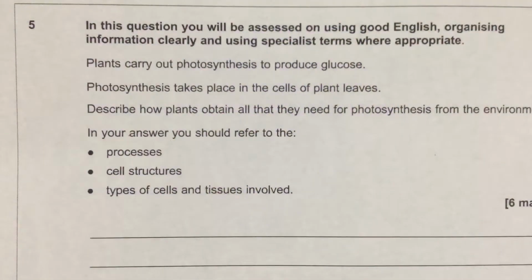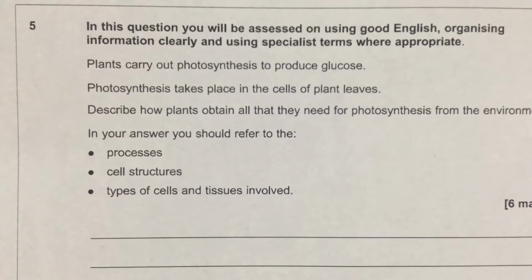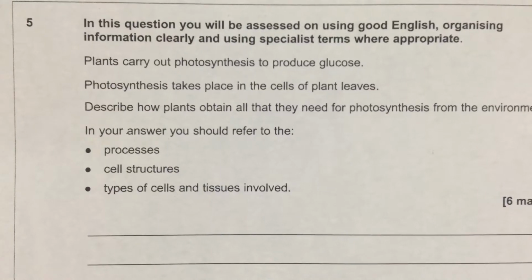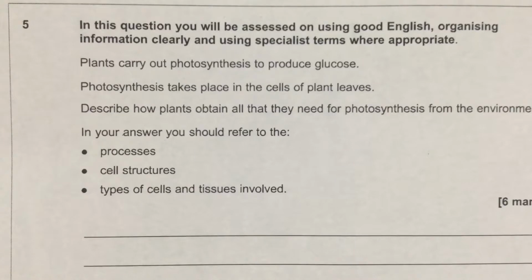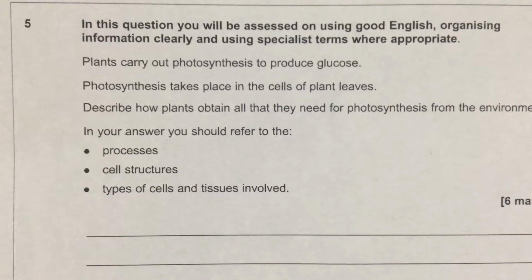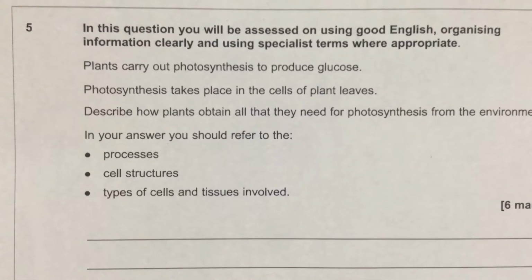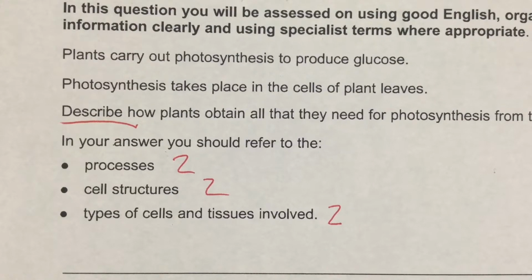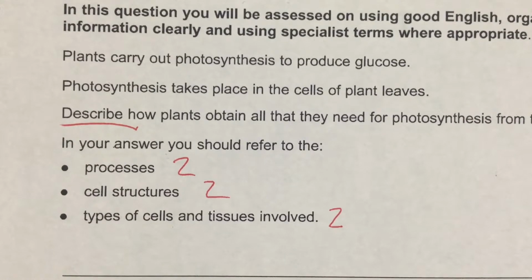This is a fabulous 6-mark question that could easily come up in the GCSE new specification in 2018. It says plants carry out photosynthesis to produce glucose. Photosynthesis takes place in the cells of plant leaves. Describe how plants obtain all that they need for photosynthesis from the environment. In your answer, you should refer to processes, cell structures, and types of cells and tissues involved.